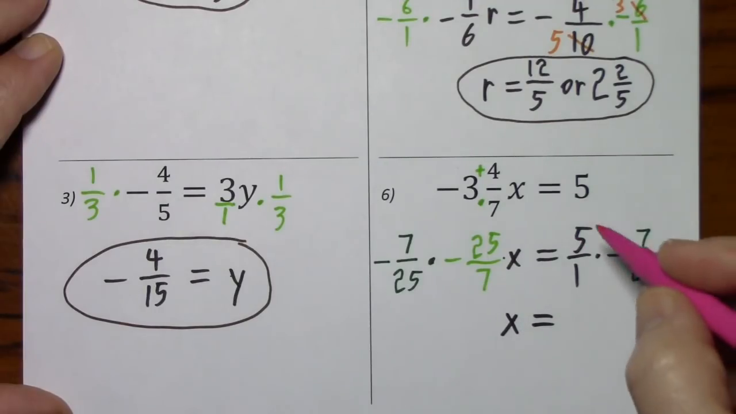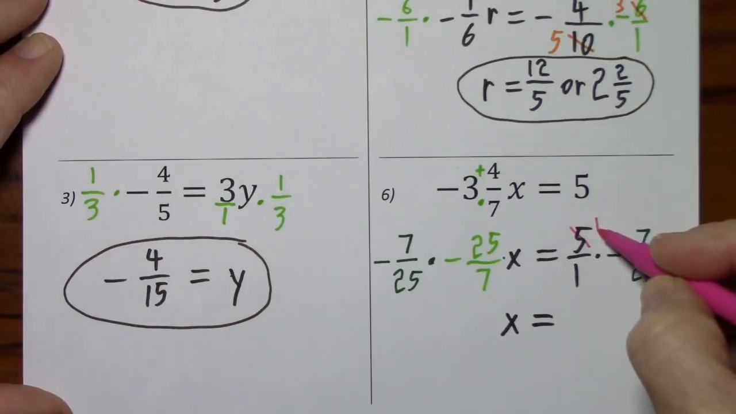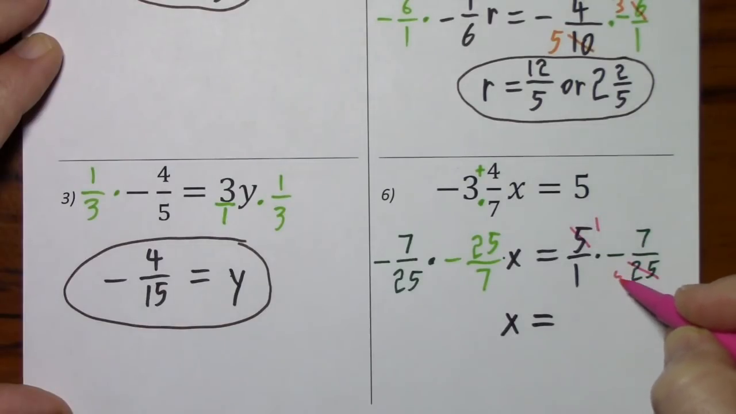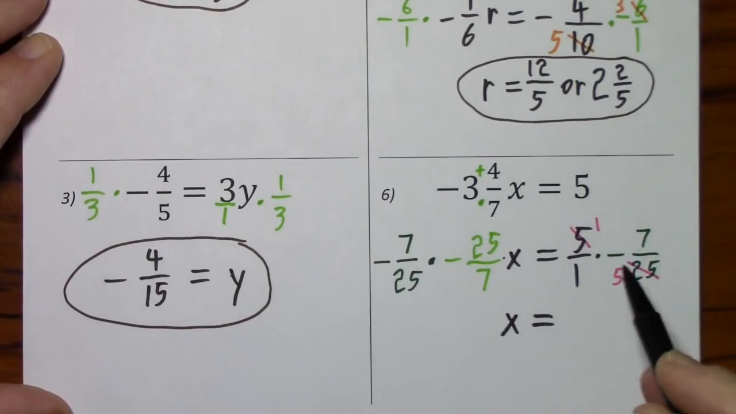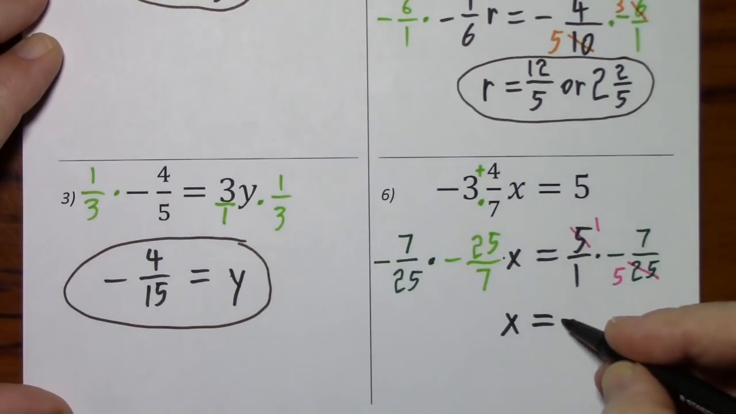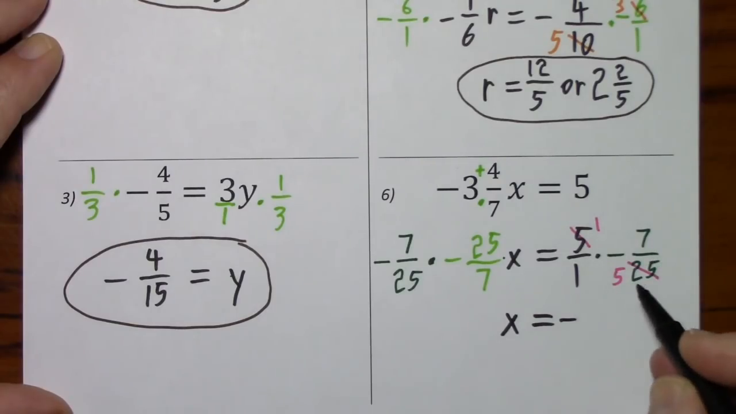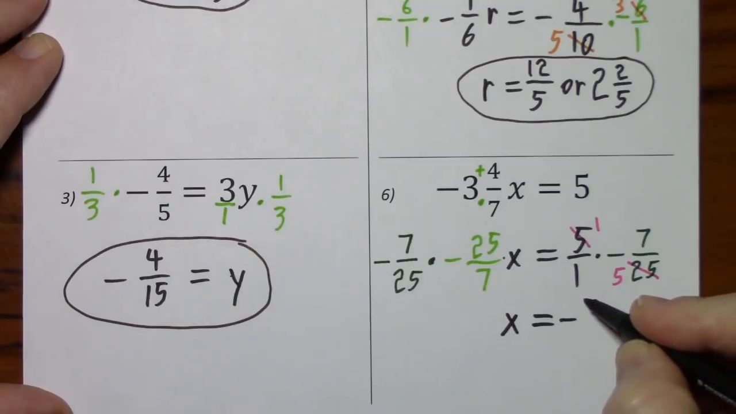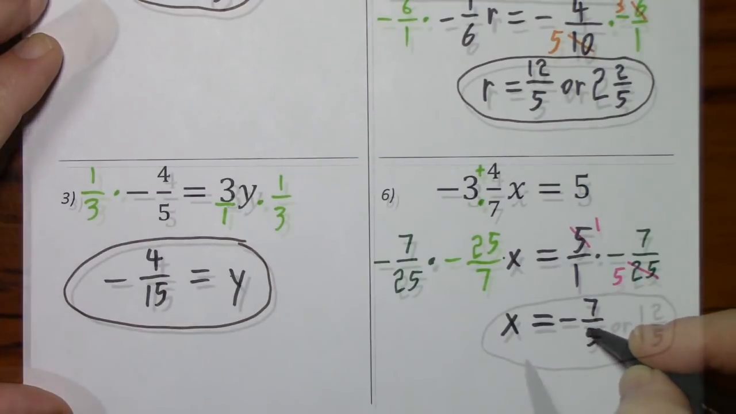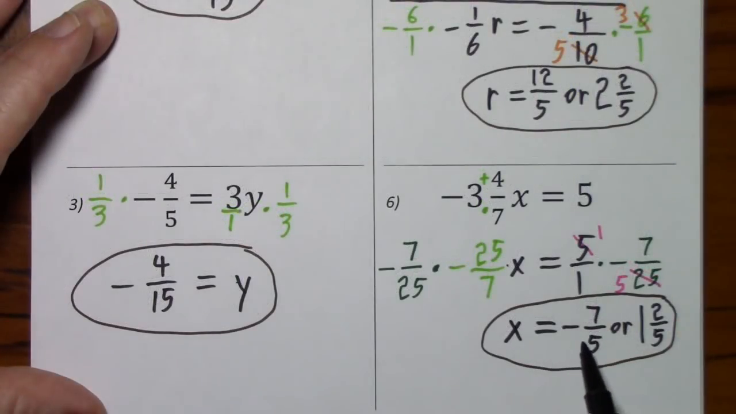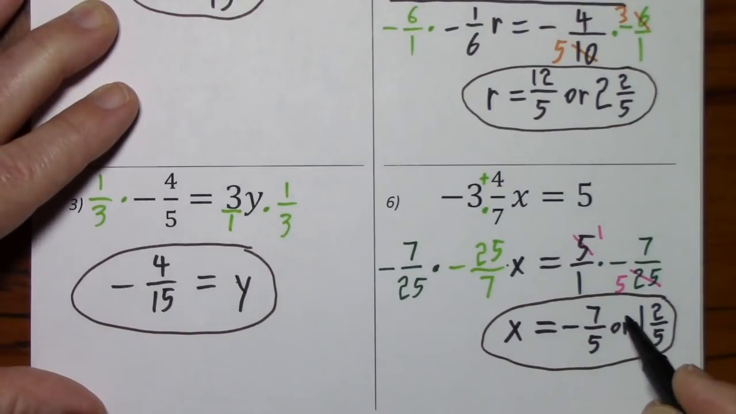We can simplify here. Divide by 5. Divide by 5. So it'll be a negative 7/5. So x is negative 7/5, or a negative 1 2/5.